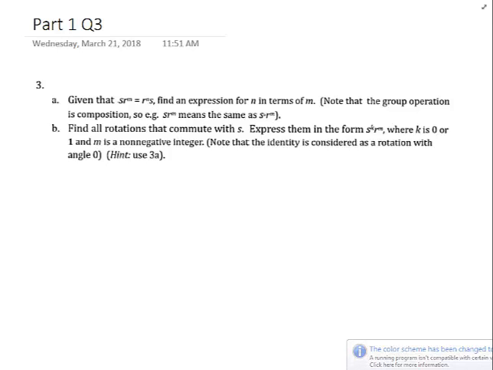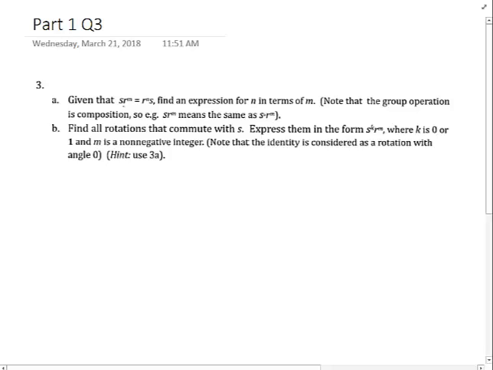All right, now problem 3. It says, given that SR to the M is equal to R to the NS, find an expression for N in terms of M. Now, this expression actually was in the dihedral group section, but if you forgot, you could rederive this. So let's draw a picture because that's always a good thing.